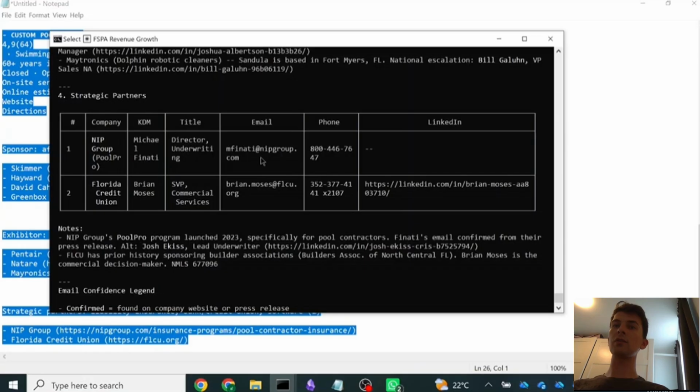And then finally, we've got the 2 strategic partnerships. Again, the director of underwriting is the perfect person I would want to talk to about getting a partnership going between the NIP group or Pool Pro and the NSPA in this case. Same with the Florida Credit Union, and in both cases we have named emails, we have a general contact phone number, but we do have an extension on one with a LinkedIn profile. This is just whatever we could find on the internet. This is no involvement in the enrichment process for me.